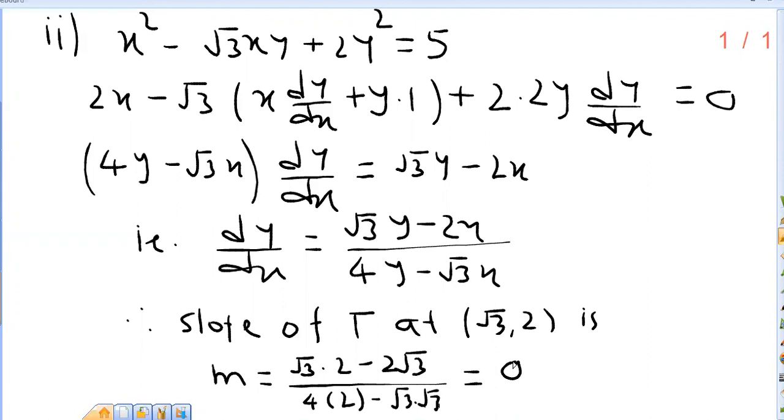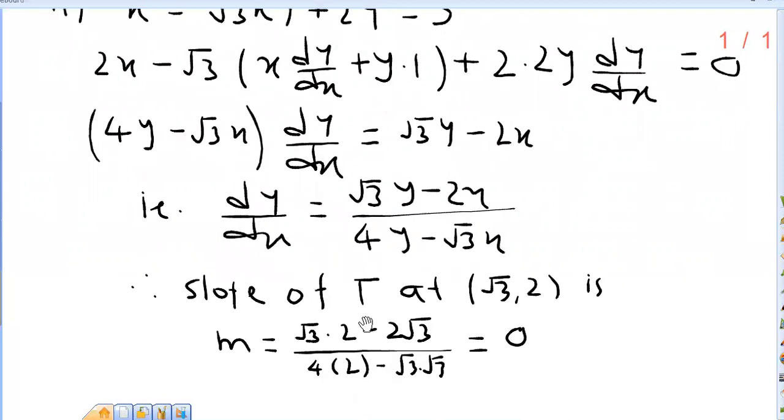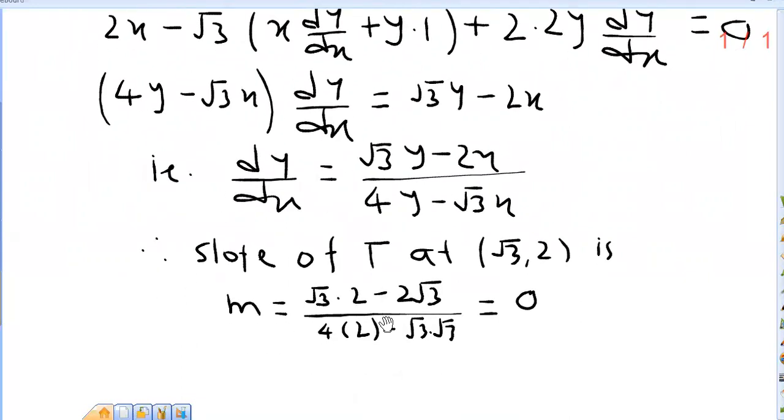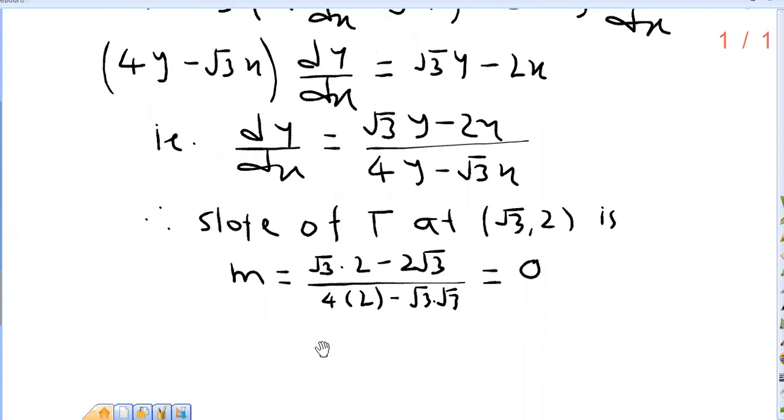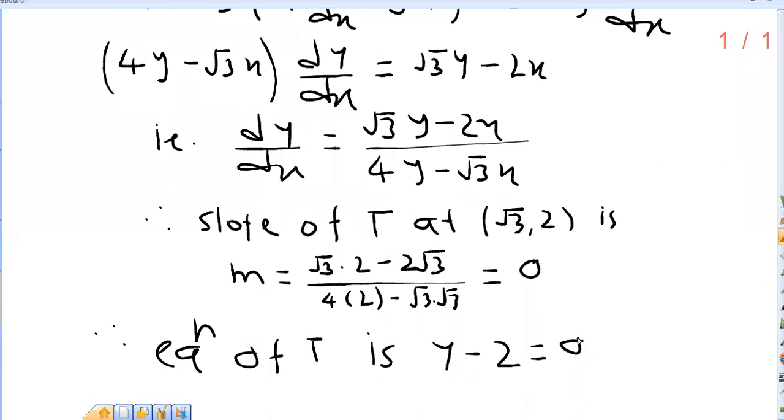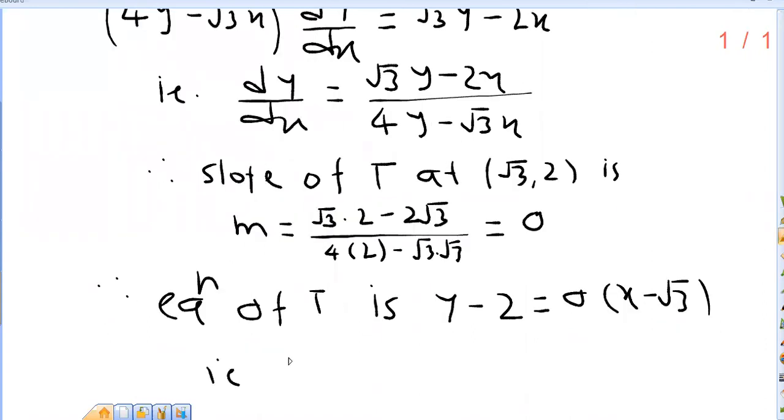Denominator is not coming as 0. Yes, denominator is not 0. 0 upon non-zero is nothing but 0. So slope of tangent is 0. Therefore, what is the equation of tangent? Equation of tangent is y minus y1, that is y minus 2, equal to slope times x minus x1, so x minus root 3. That is y minus 2 equal to 0. Write down. Y minus 2 equal to 0.